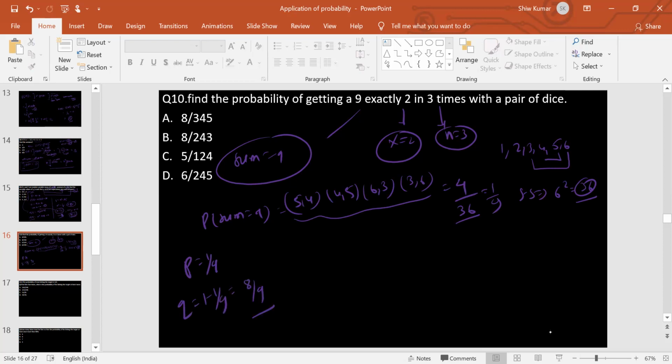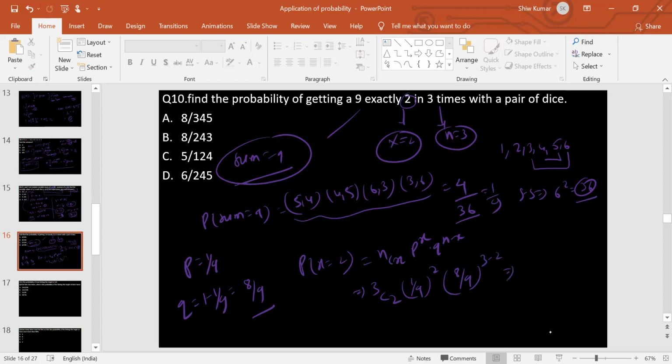So I need here this sum should be 9. It should come 2 times. Yani x must be equal to 2. So apply the formula nCx p raised to x q raised to n minus x. So 3 out of 2 times I need it here. And p is 1 by 9 to power x value is 2 and the q value is 8 by 9 to power 3 minus 2.